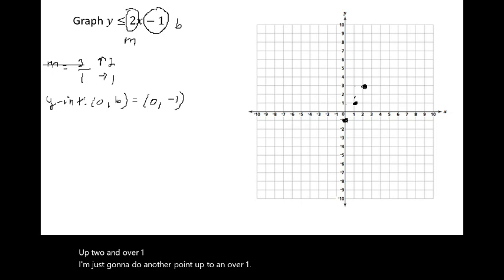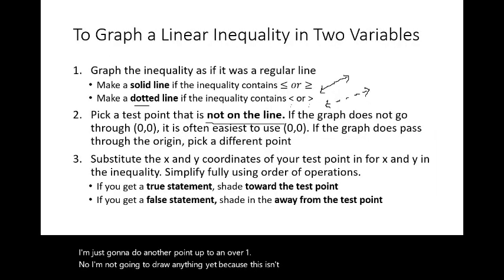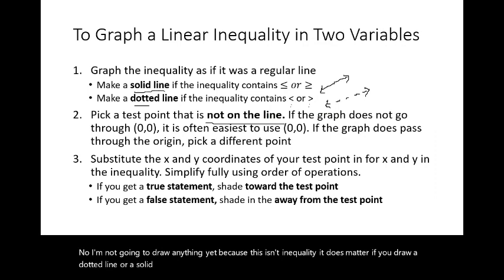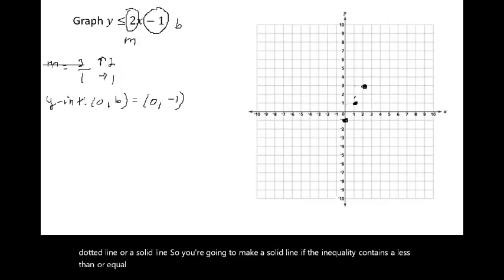Now, I'm not going to draw anything yet. Because this is an inequality, it does matter if you draw a dotted line or a solid line. So you're going to make a solid line if the inequality contains a less than or equal to or a greater than or equal to. This right here is a less than or equal to, which means I am going to draw a solid line.